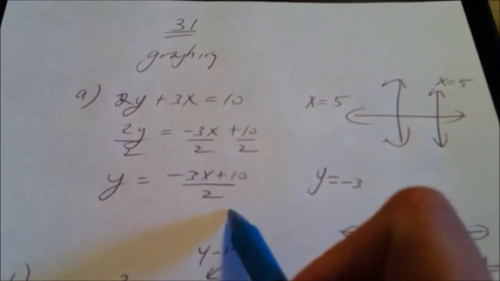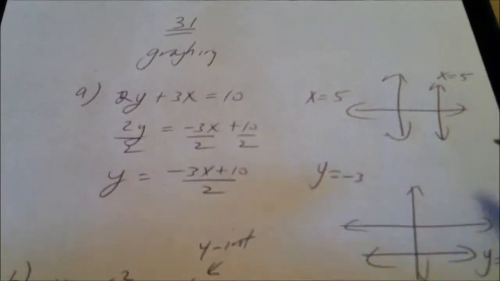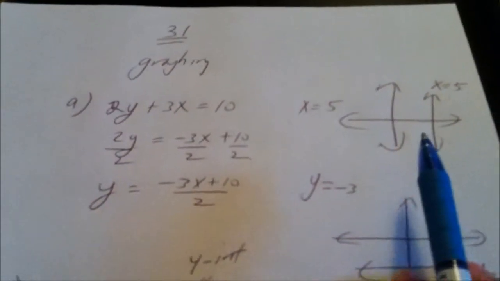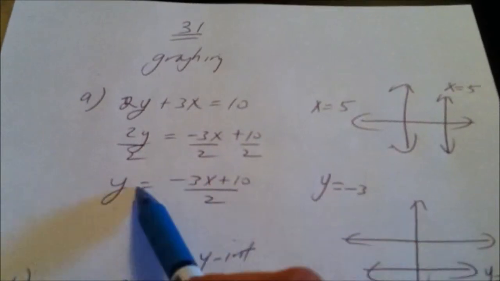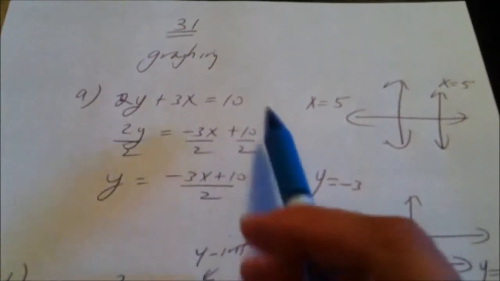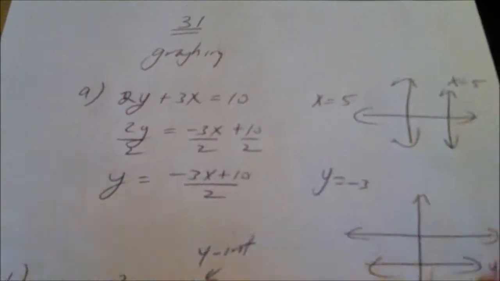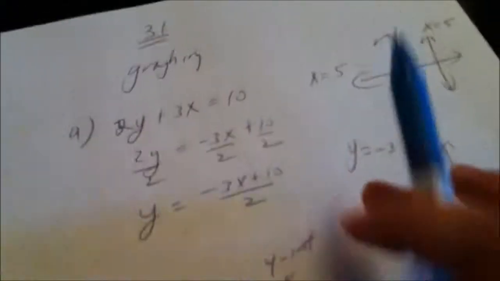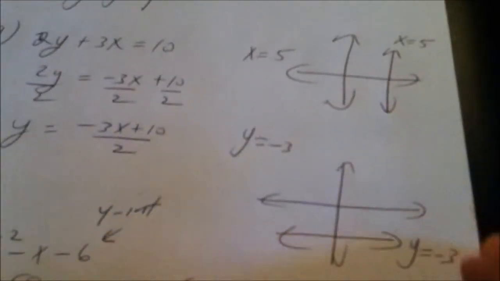Well, if you get it in y equals mx plus b, you could put it into the calculator, pick off a couple of points, graph it. You can also put in an x and out comes a y, put in another x, out comes a y, and any 2 points determine a line. Make sure that you know how to graph horizontal and vertical lines.